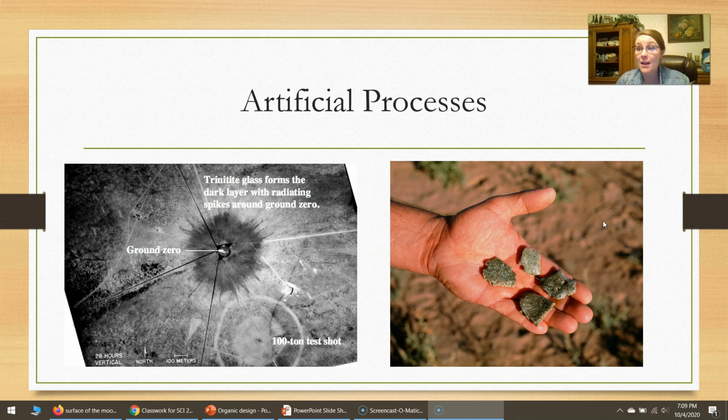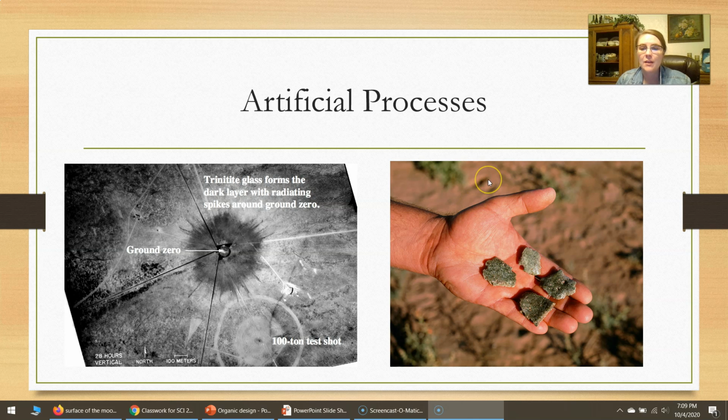You should not, if you ever go to the Trinity site, take any of these pieces because that would be illegal. I had a student when I was at Camino that gave me a little piece of trinitite, and it's still radioactive. So if we had a Geiger counter, we could measure it, and it would be like, no, this is radioactive. But it's not unsafely radioactive to where you can't have a little bit of exposure by holding it in your hand for a second. So anyways, that was an artificial process that shaped the surface of the earth.